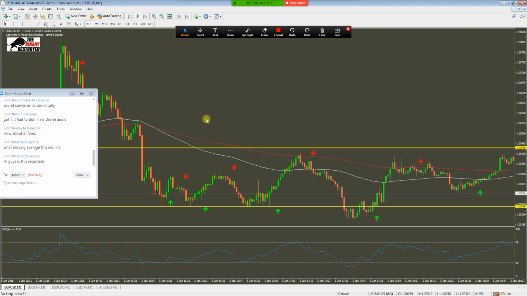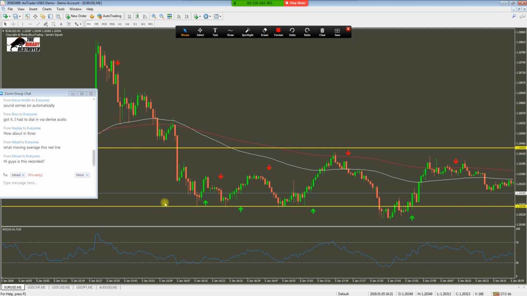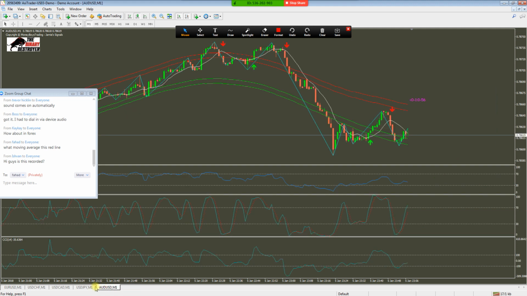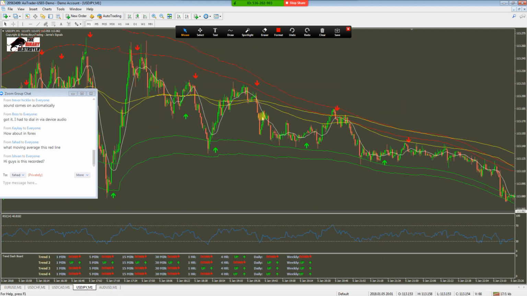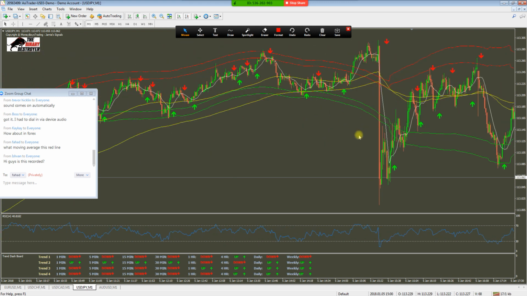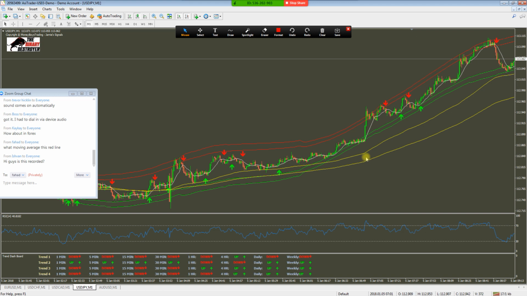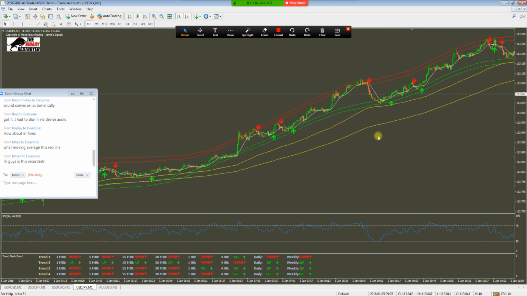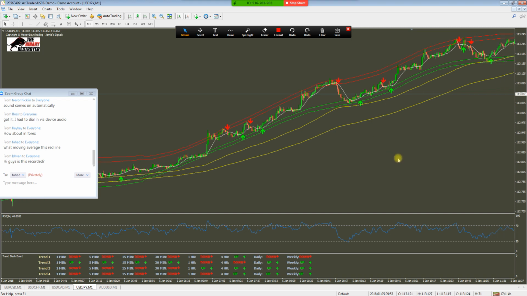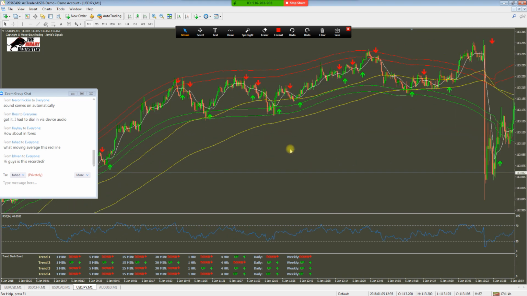What moving average is the red line? It's exactly the same, 100 and 200 EMA, exactly the same as this one here. All I've done is delete the price lines to make it a bit clearer for you guys. But the idea is if the price is above the moving averages, it's an uptrend. If the price is below it, it's in a downtrend.